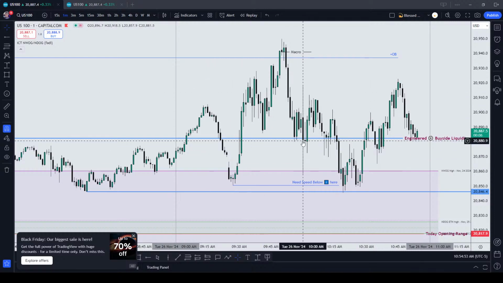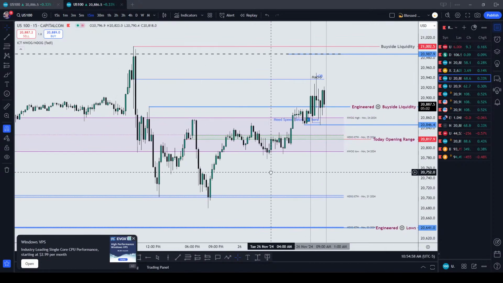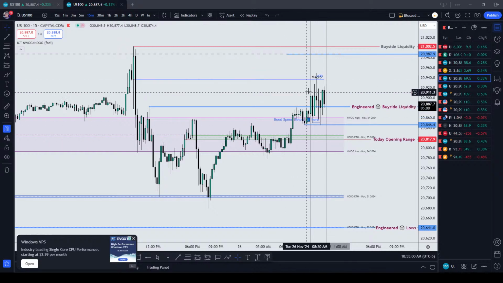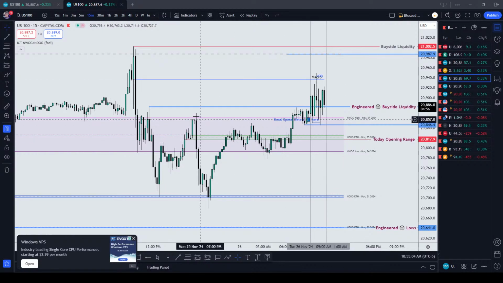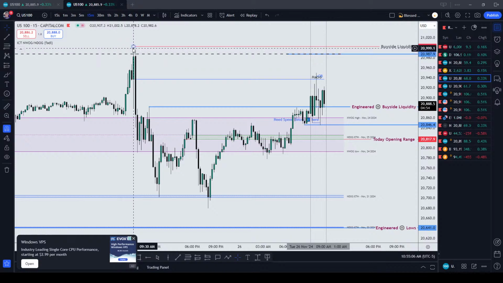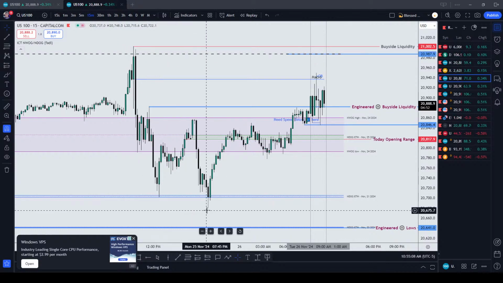Price literally just did what? Consolidated. Let's look at this. See now, look at it on the higher time frame. Did we really move anywhere? No. Look at all this now. This one moved from here down like this.